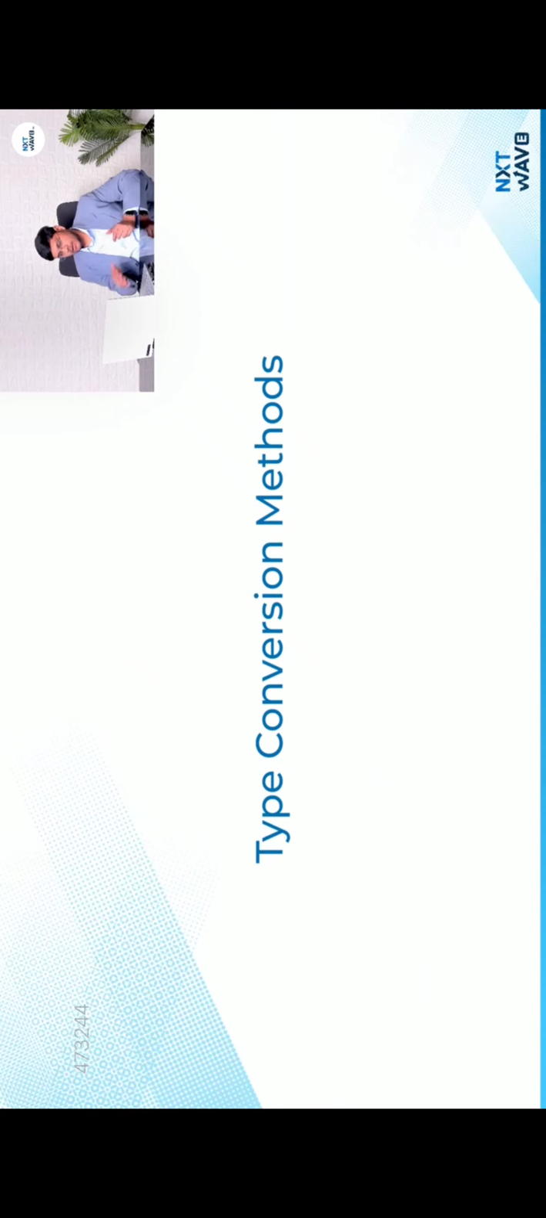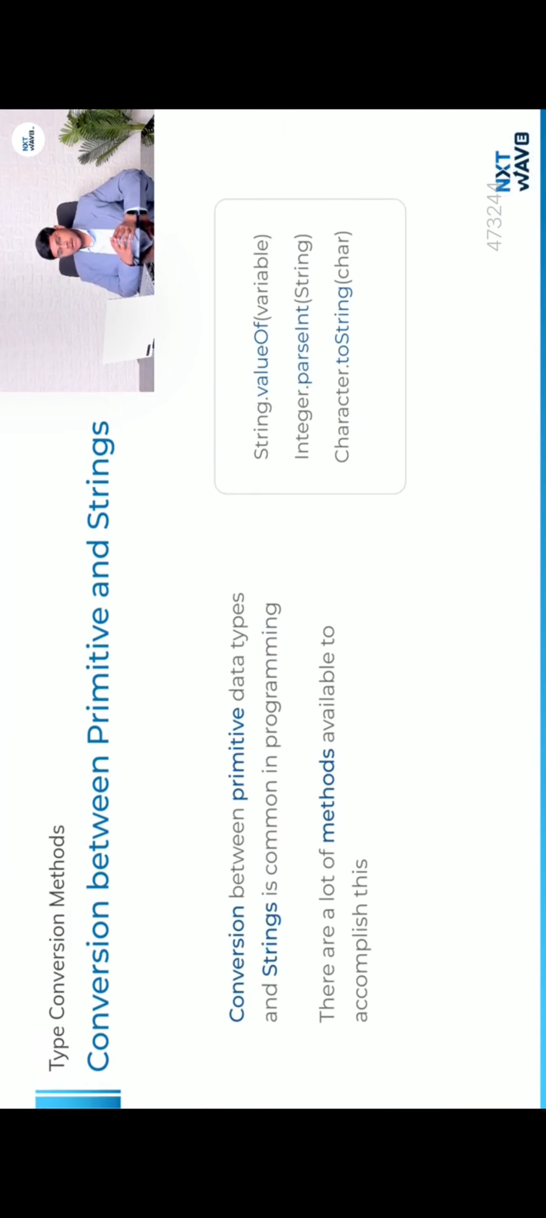Okay. Now let's also look at different type conversion methods that are present in Java. We have already seen how type conversions can happen between the primitive data types. Now let's look into how conversion can happen between primitive data types and strings, which is pretty commonly used in Java. We also have a lot of methods to do this. We have already seen how primitive data type conversion happens, and we have also understood what explicit and implicit type conversion are.